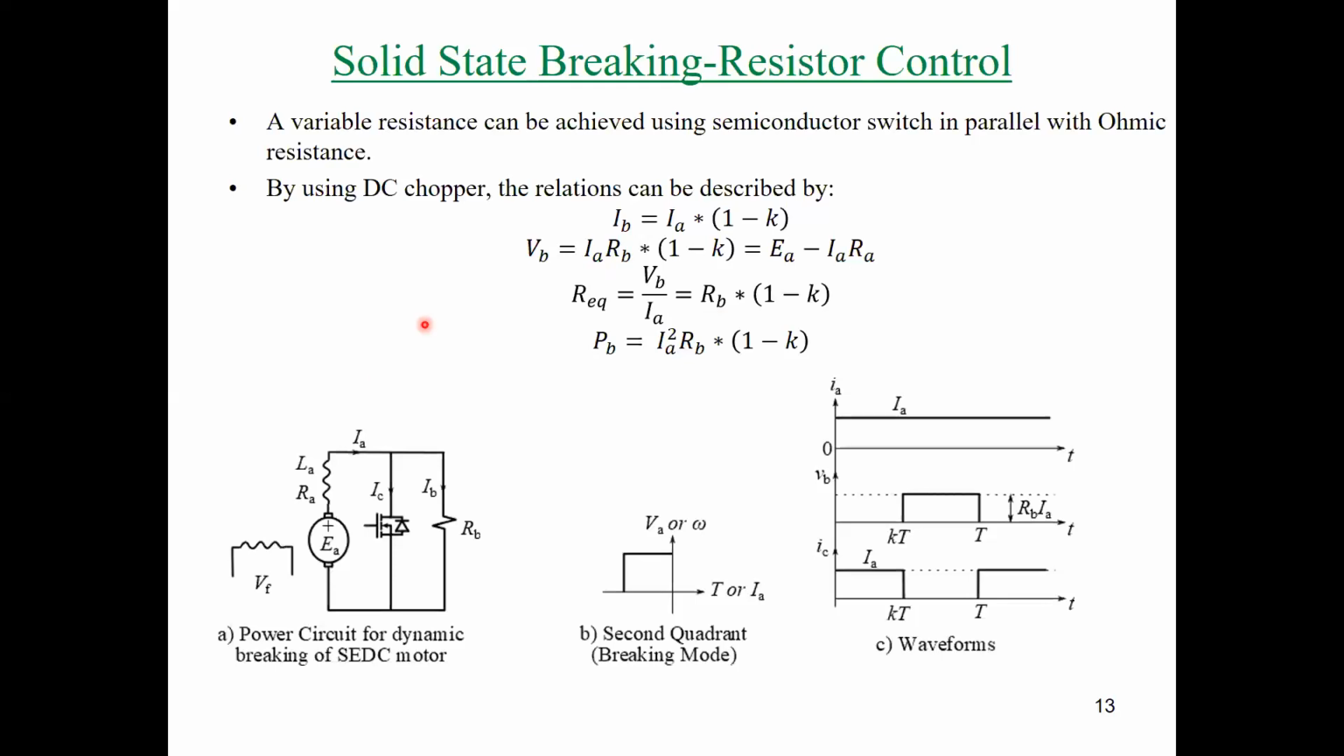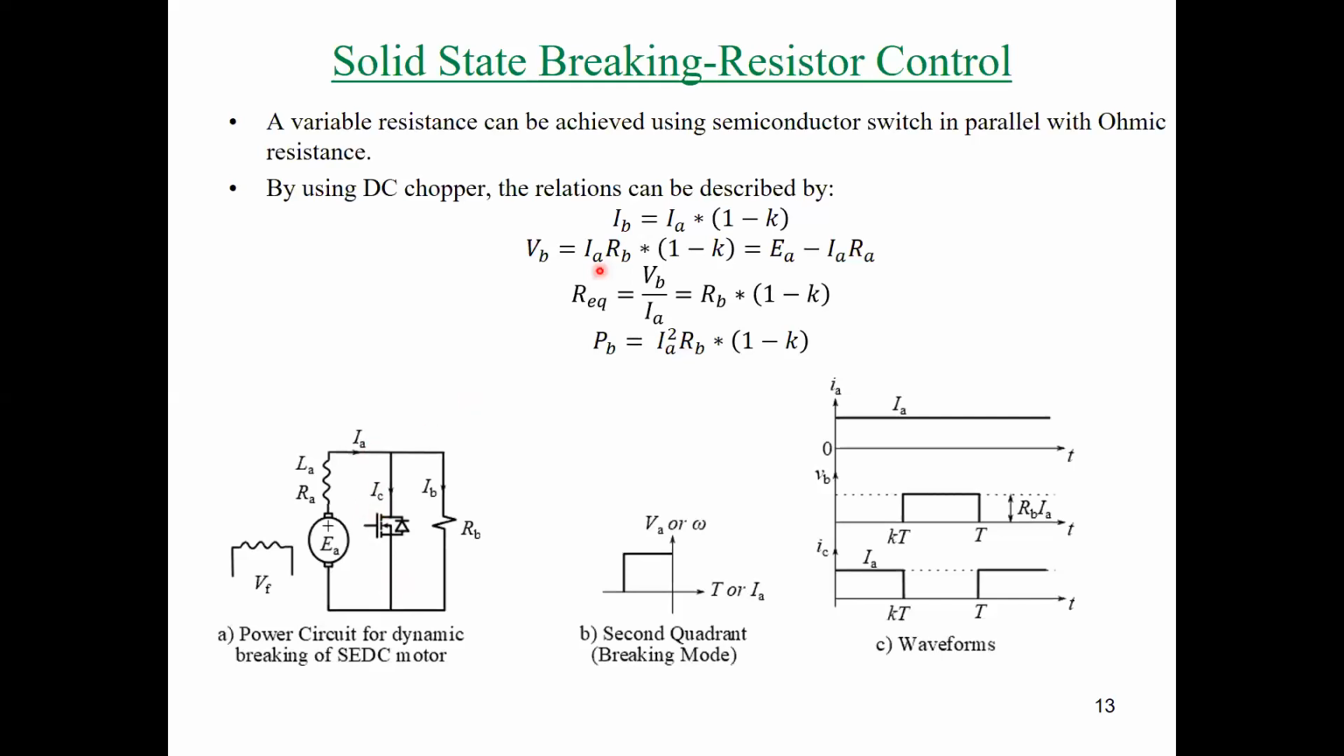Simply, if we have our motor like that, and we add a switch in parallel with the resistance, we can control the value of this resistance by controlling the switch. So for instance, the current which is going to move here, IA, will be divided into IC and IB. IB is the braking resistor current, and IC is moving in this switch.